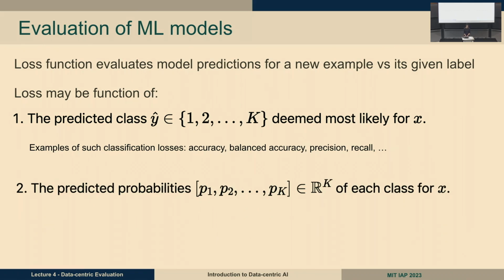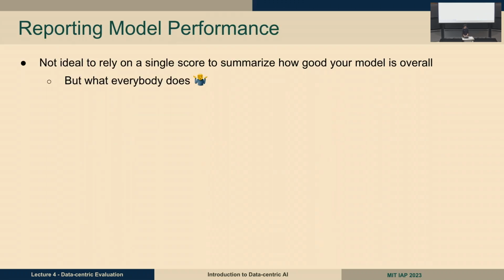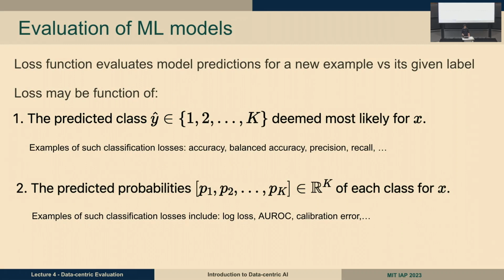The second type of loss function operates on the predictive probabilities from the model for each class. Examples of these kinds of losses in classification would include the log loss, the AUROC, and calibration error. These kinds of losses actually measure the probabilistic beliefs of your model and how often those probabilities actually align with the natural distribution of probabilities in your validation or test data. These are also better loss functions to use if you're going to make decisions that have asymmetric rewards based on the probabilities from your model.